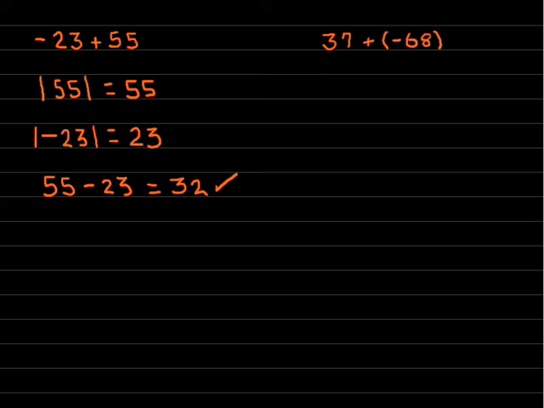Now I've shown more work here than you need to show either on your homework or on your assessment. You don't need to show this step here where you're finding the absolute values of the two numbers. This is optional. So if this is the problem I'd written out, negative 23 plus 55, you can simply write this step here, 55 minus 23 equals 32, and you would be finished.